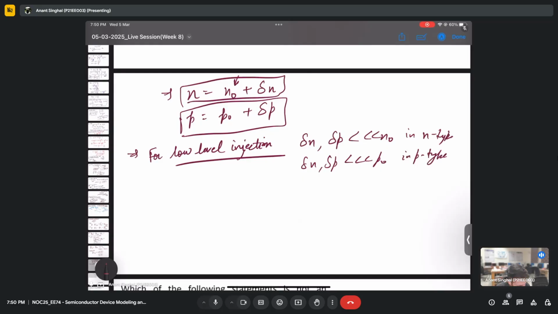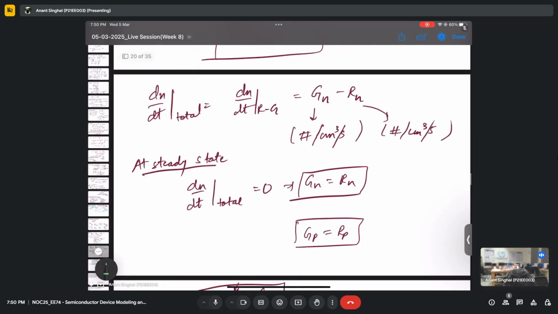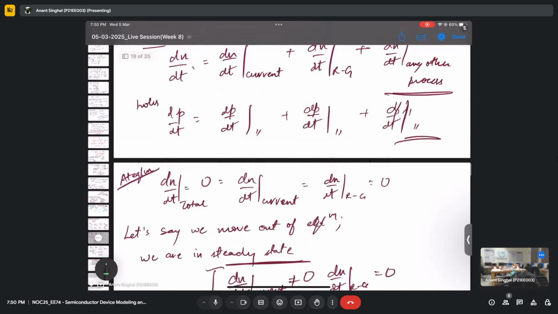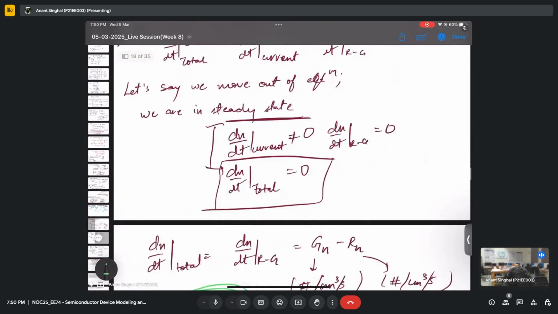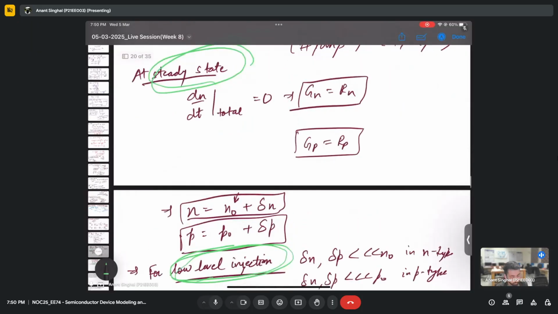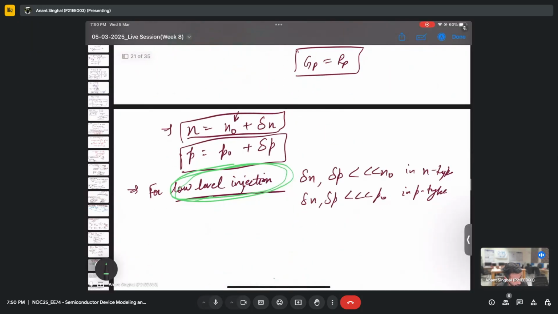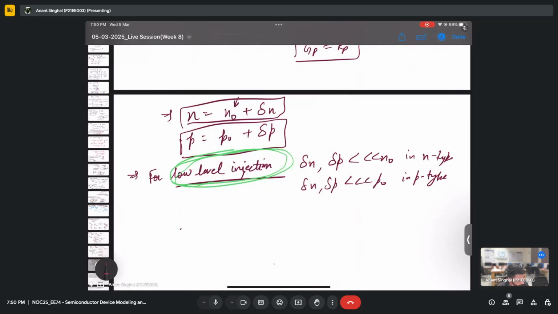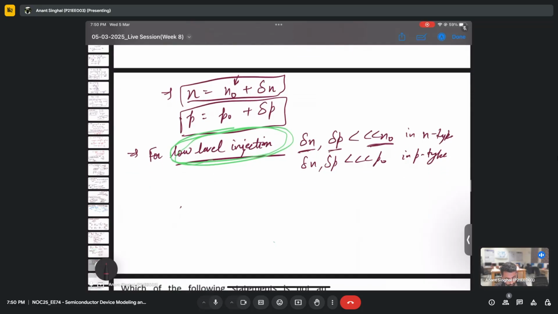Just try to focus on a few terms. First one was low level injection. Here it was steady state. There are a few others such as equilibrium and non-equilibrium, but I am trying to emphasize these two or three terms currently. So for low level injection, delta n or delta p will be very much less than n naught. So basically n will become n naught. That is what I'm trying to say for low level.